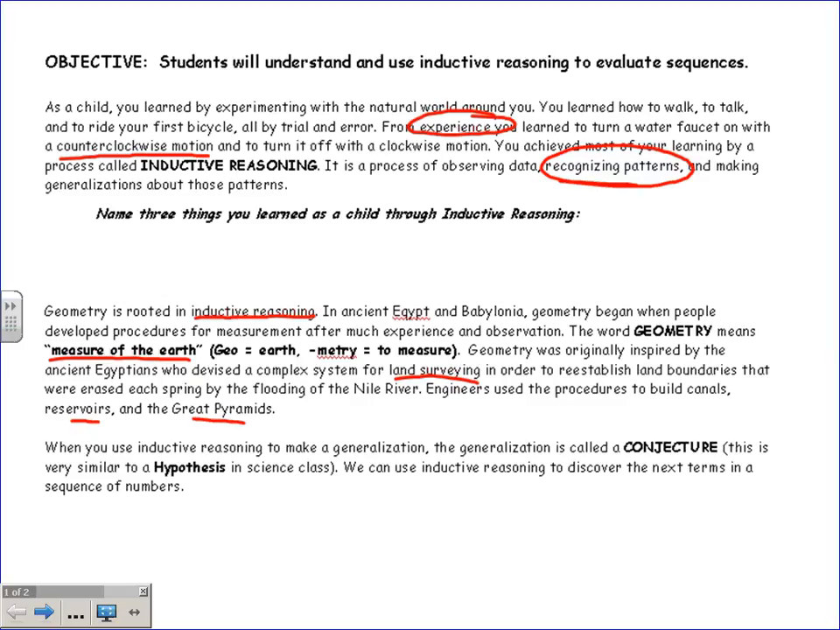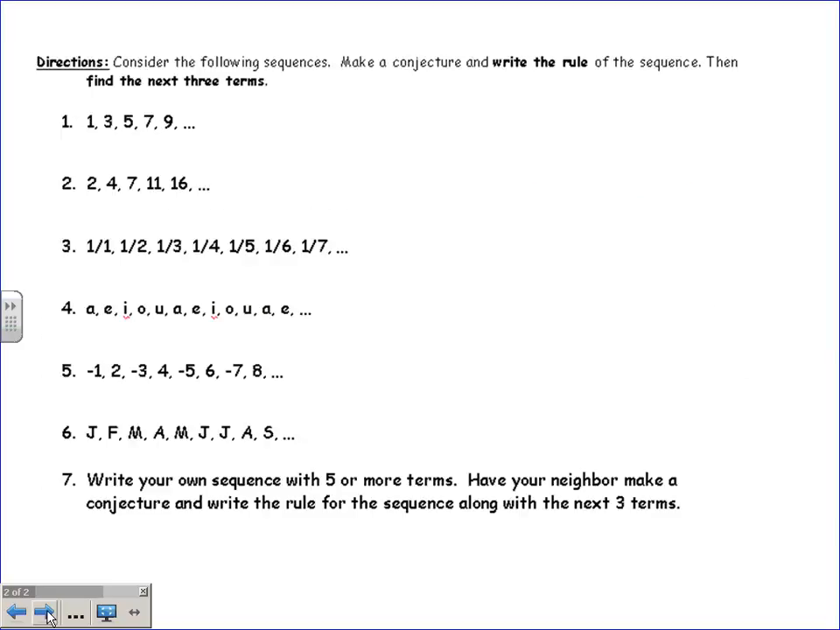When you use inductive reasoning to make generalizations, the generalizations are called a conjecture. And then there's also a hypothesis. Hypothesis in science class is very similar to a conjecture. Okay? We're going to talk about sequences. The directions here say consider the following sequence, make a conjecture, and write a rule of the sequence, then find the next terms. Okay? So if we have 1, 3, 5, 7, 9, first off we need to write some sort of rule or express some sort of rule.